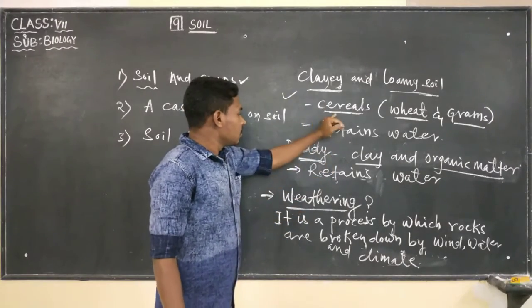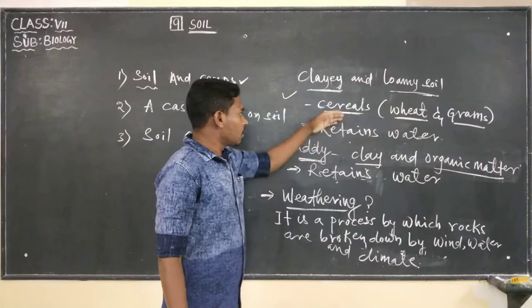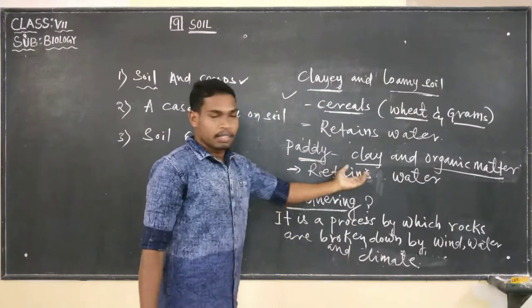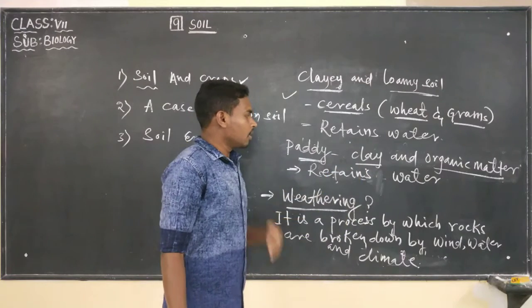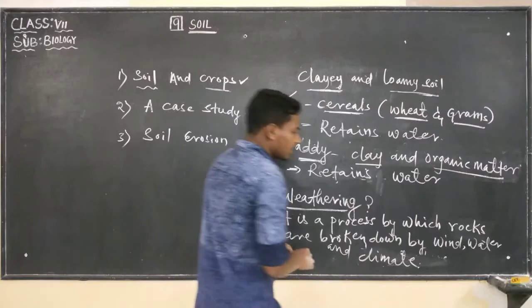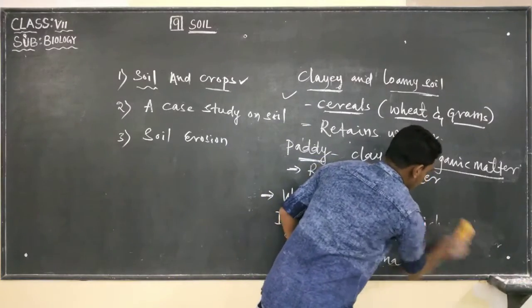Cereals like wheat and grams are grown in a combination of clay and loamy soil, and paddy is grown in clay soil, the soil that has more organic matter.